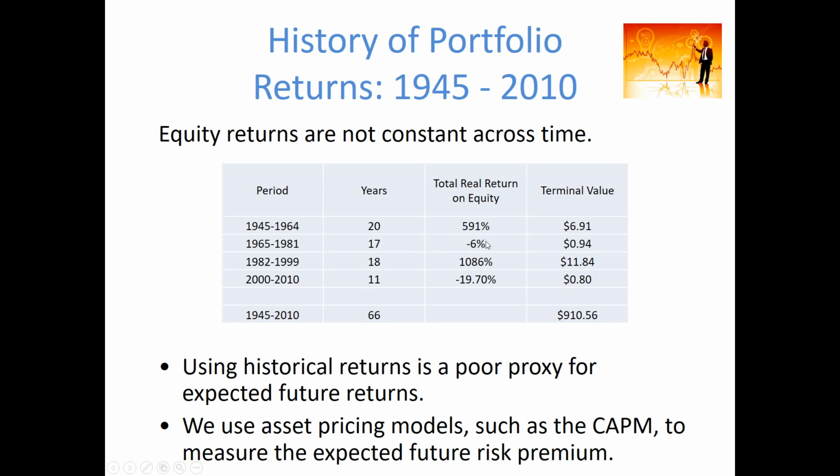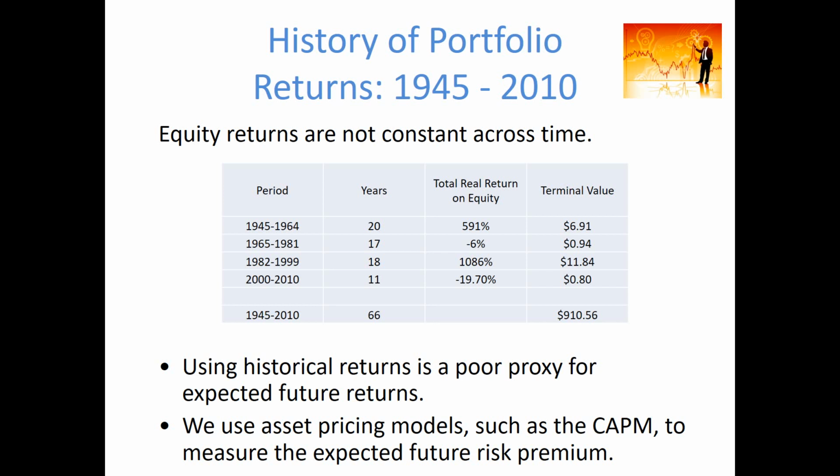So you might think, well, that's the return for the first 20 years, so that should be a good proxy for the return of the next 20 years. However, the next 17 years generated a return of negative 6%. And what about the next 18 years? The total return was 1,086% and the terminal value was $11. And from 2000 to 2010, obviously that incorporates the global financial crisis, and the return was minus 19.70%. So you can see that past return is a bad proxy for future return.